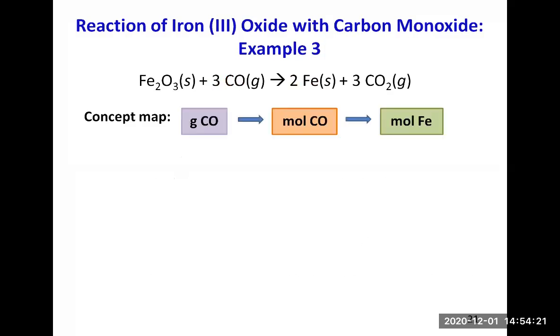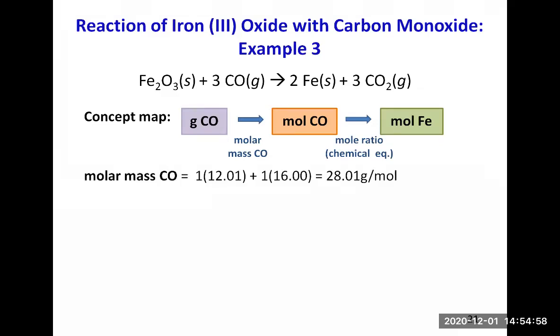So that means the concept map will look like this. First, we have the grams of carbon monoxide, and we will change them to moles of carbon monoxide. And then we can use the coefficients from the chemical equation to change the moles of carbon monoxide to moles of iron. To change the grams of carbon monoxide to moles, we will need the molar mass of carbon monoxide. And then we will use the mole ratio from the chemical equation to change from moles of CO to moles of Fe.